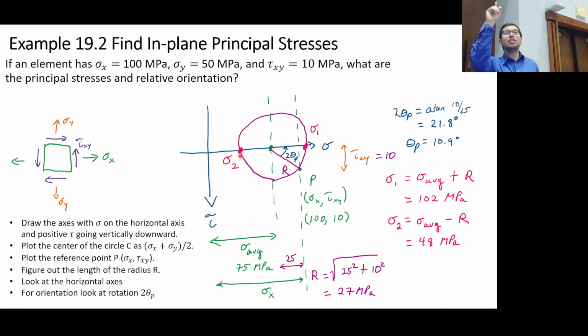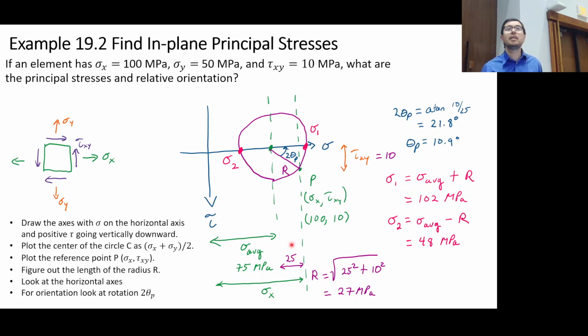Okay, you're pointing again. What is the question? What is the discrepancy? I saw some pointing. Oh, you're asking about the arctangent. Where did that come from? That's because this height is the tau xy, which is 10, and the x is the sigma x minus the sigma average.